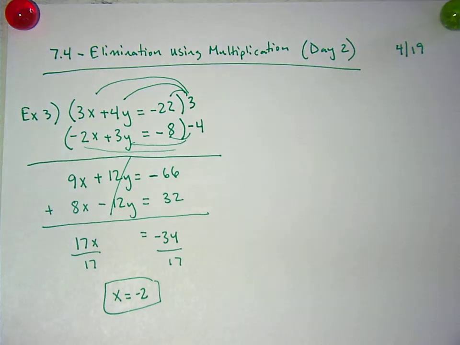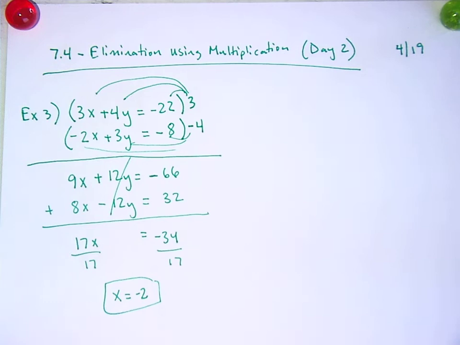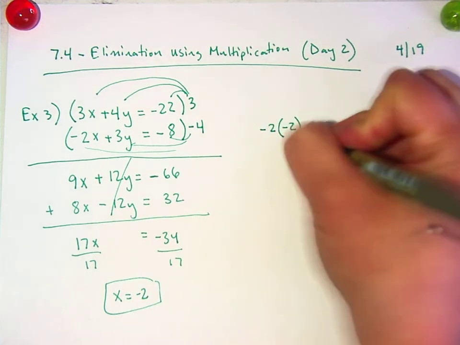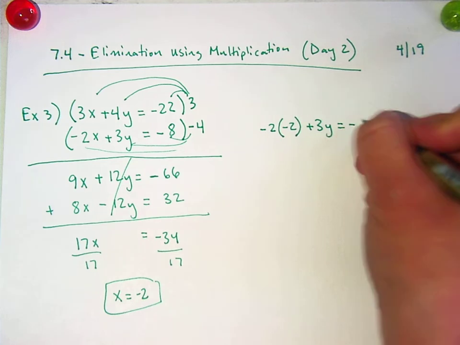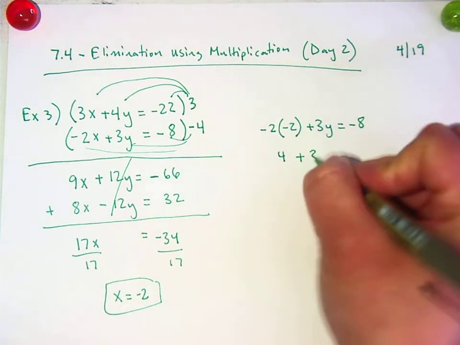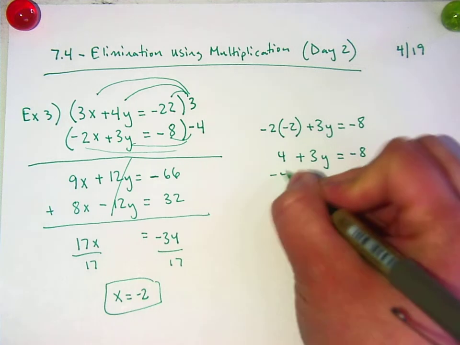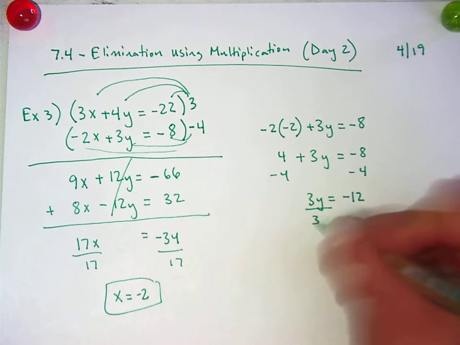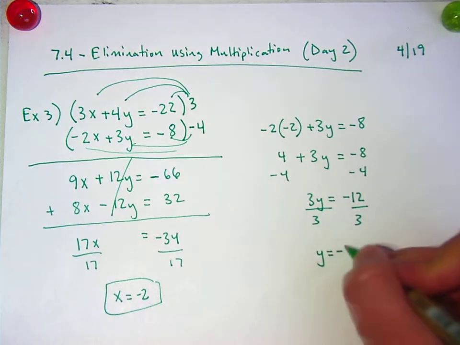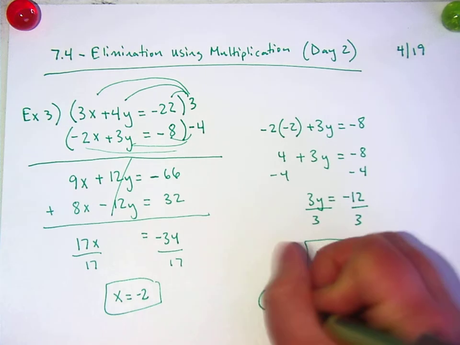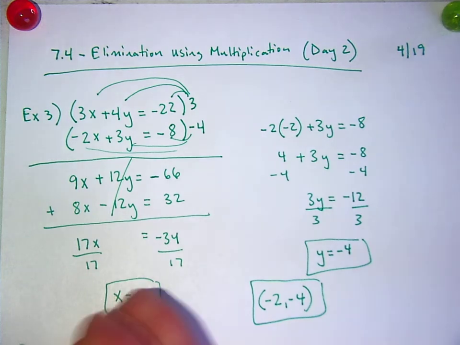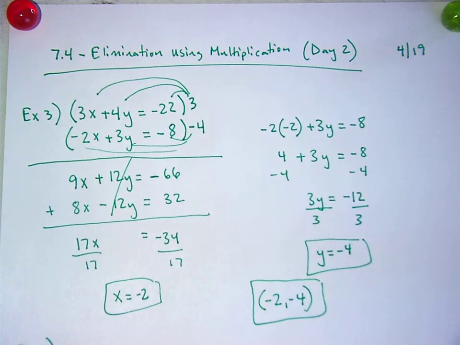What did you guys generally pick? Raise your hand if your group picked the top equation. Raise your hand if your group picked the bottom equation. We did. Okay. Negative 2 times negative 2 plus 3y equals negative 8. I'm using the bottom equation right now. I got negative 4. You guys get the same thing? Yeah. x is negative 2, y is negative 4.